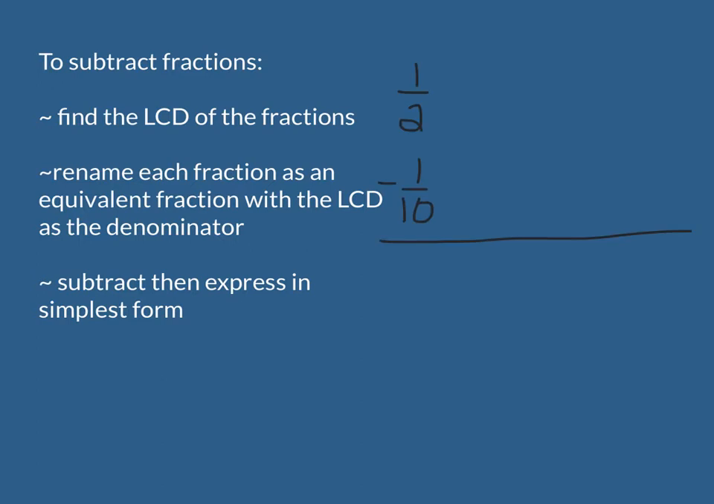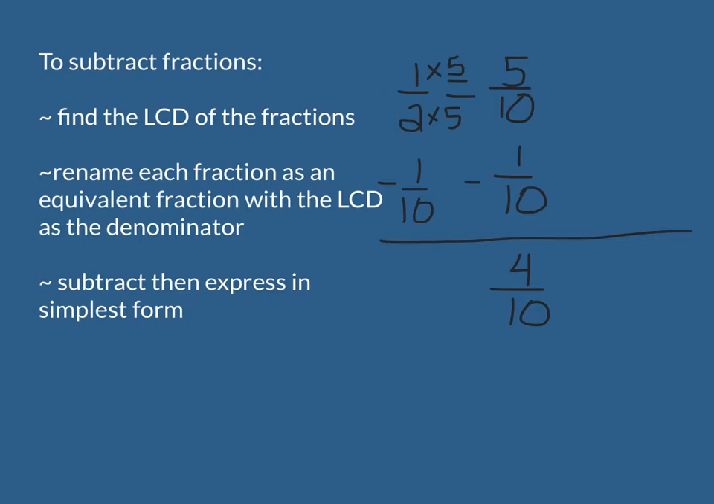So in the example 1/2 minus 1/10, we need to get the common denominator. So I check, and 2 does go into 10 evenly, so 10 is going to stay being my common denominator. So I just need to get this 2 to equal 10. So 2 times 5 equals 10. So 1 times 5 equals 5. So now I have 5/10 minus 1/10, and that 5 minus 1 equals 4/10.